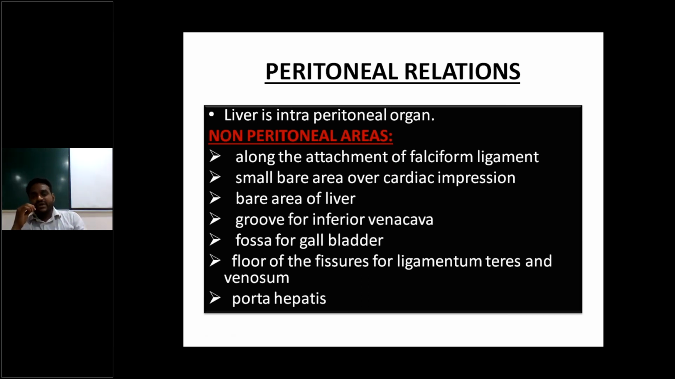Which relations? Peritoneal relations. The liver is an intraperitoneal organ. Whatever you see in this list are the non-peritoneal areas on the liver. The main important non-peritoneal area is the bare area of the liver. We mentioned the boundaries of the bare area and its importance also, and these are the remaining non-peritoneal areas of the liver.